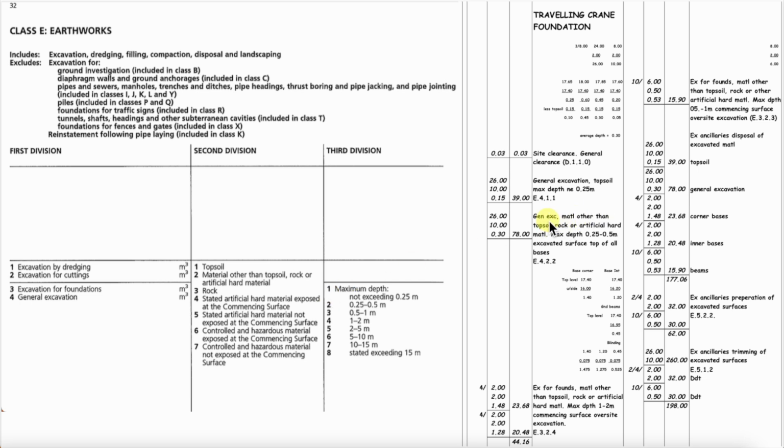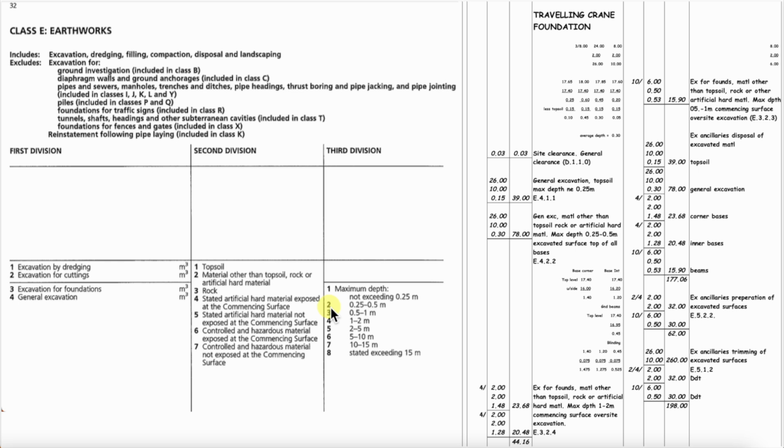Our next one is general excavation, material other than topsoil, maximum depth 0.25 to 0.5 meters, excavated surface, top of all bases. So let's have a look at this. Right, general excavation, so that's E4. We've got material other than topsoil, so that's E4.2. And then we have the maximum depth, which is item 2, 0.25 to 0.5 meters. So the code is correct.